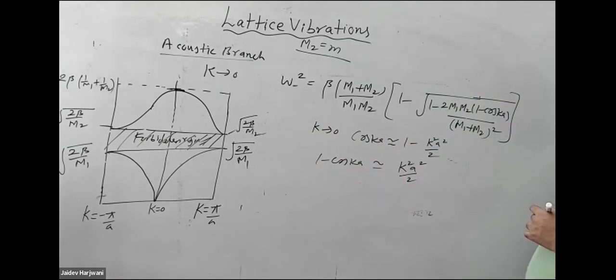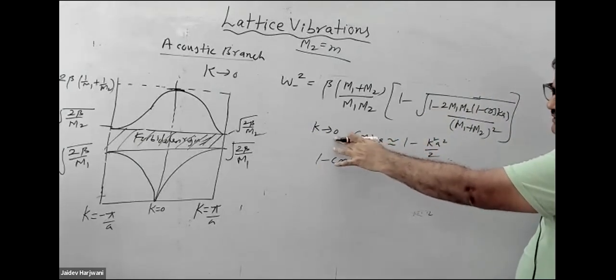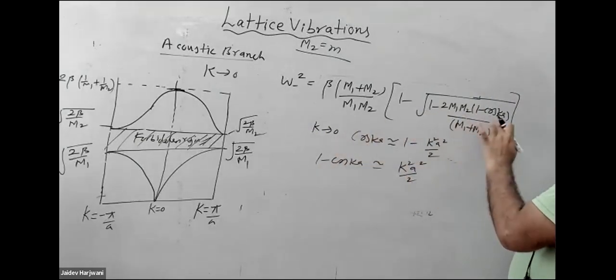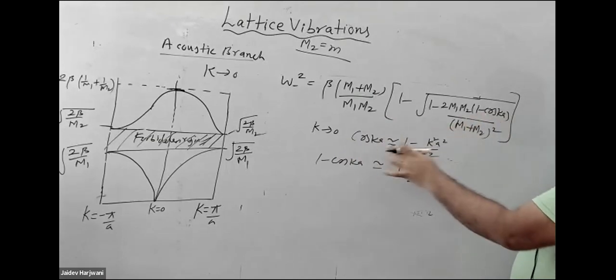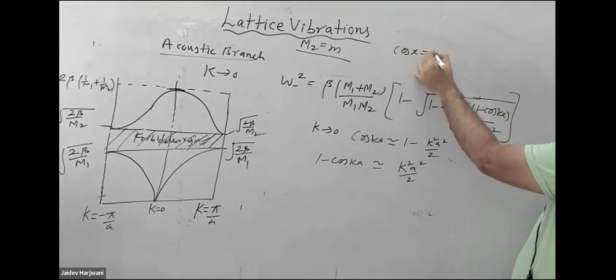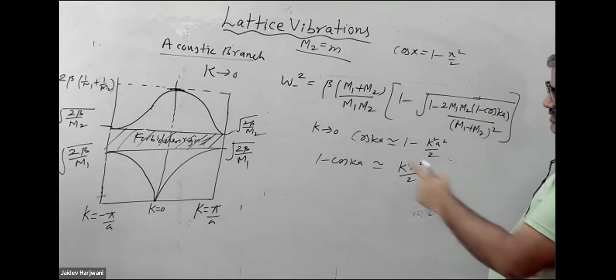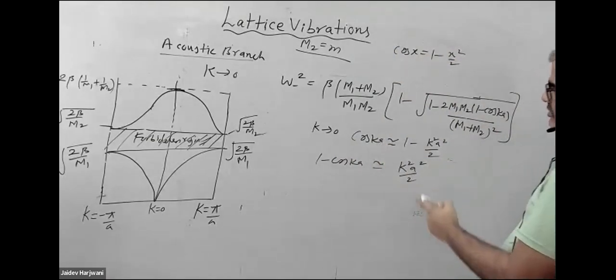Are you getting what I'm saying? When your k tends to 0, not exactly 0, but nearby 0, you can expand cos x by a Taylor series for a lower value of k. So this will become 1 minus k square a square by 2.